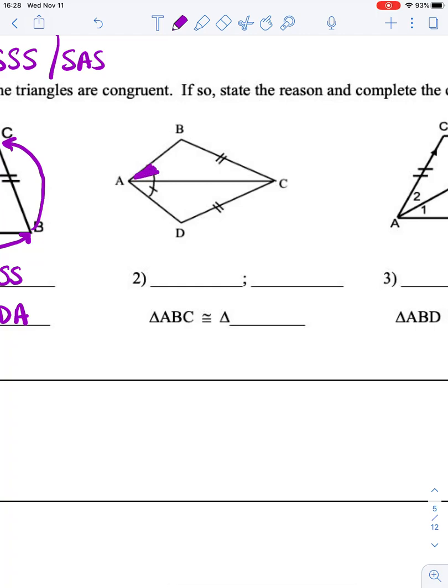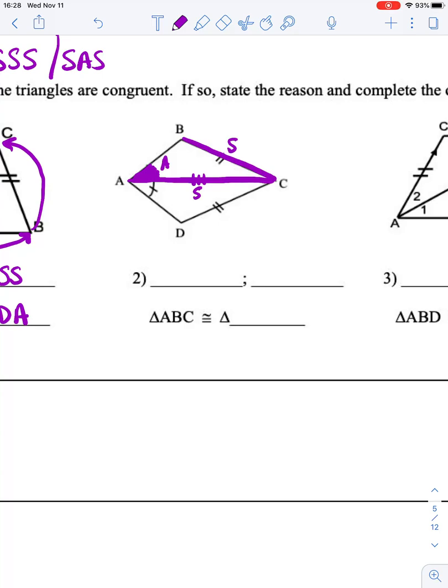So let's look at number 2. Number 2, we have an angle congruent to an angle. We have a side congruent to a side. And we need one more piece of information. And if I look, you're going to notice these same things keep popping up over and over and over. I also have this reflexive property right here, that this side is congruent to itself.